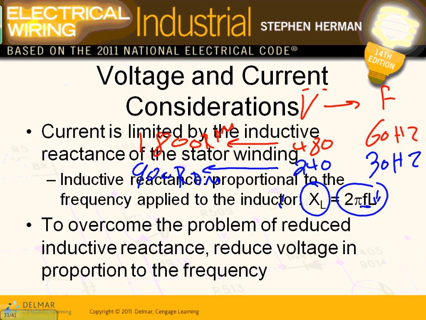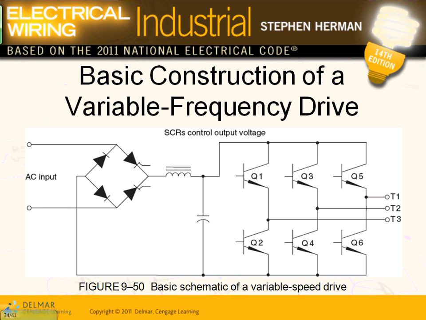So we reduce the voltage proportionally to the frequency. The smart manufacturers do it this way. Here's a 480 volt system. Convert it into, let's just say, 460 volt DC and spit it out at 480 volt. Can you see it? So this is where the speed control happens.